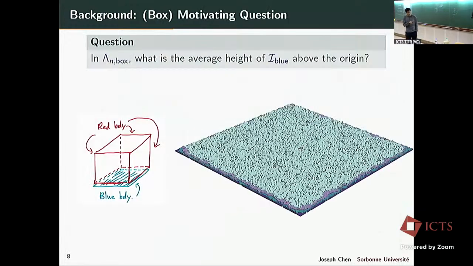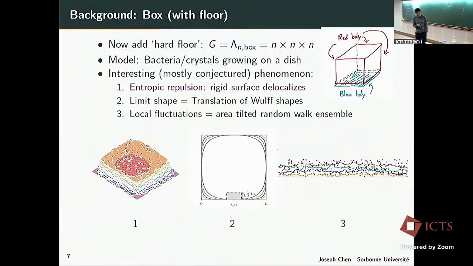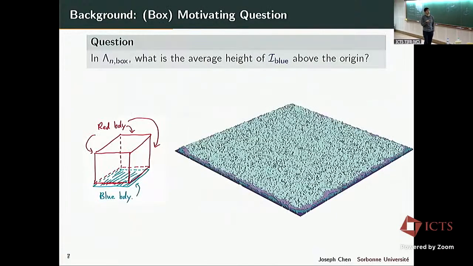Okay, so we'll just jump right in. So this is a rephrasing of the entropic repulsion question, which is what we are interested in today. This is just saying you have a cost model on this box. What's the height of this blue component? What's the typical height of this blue component?